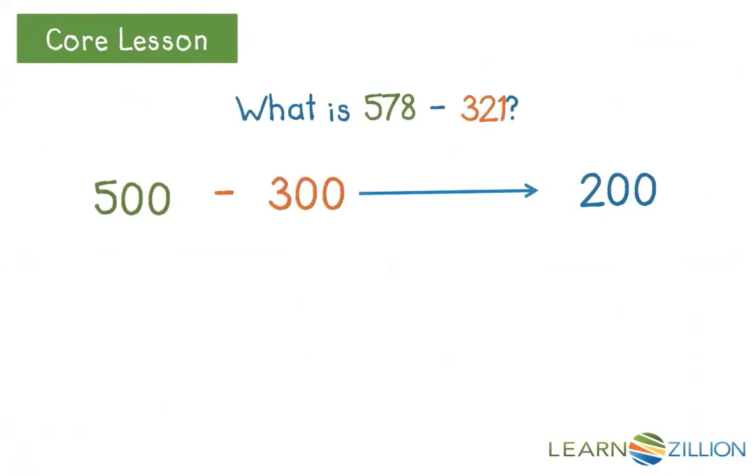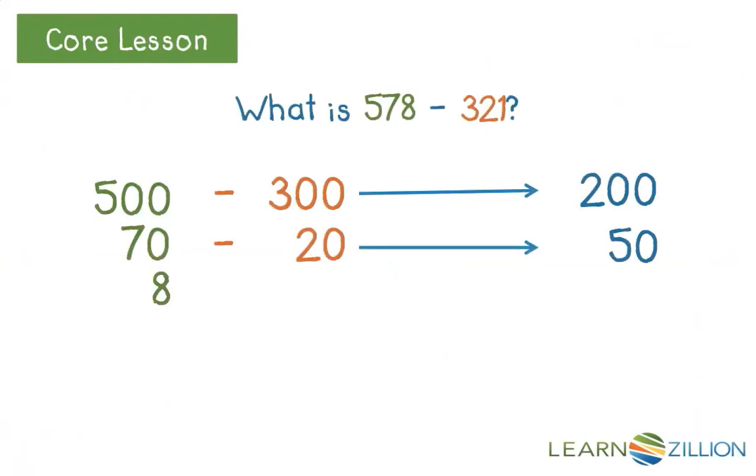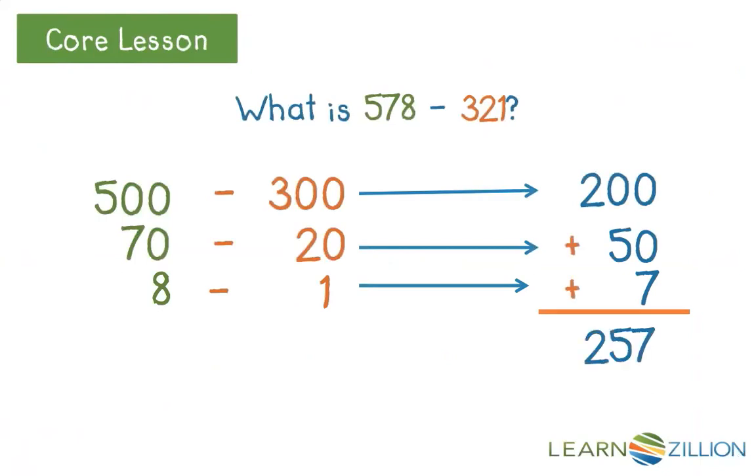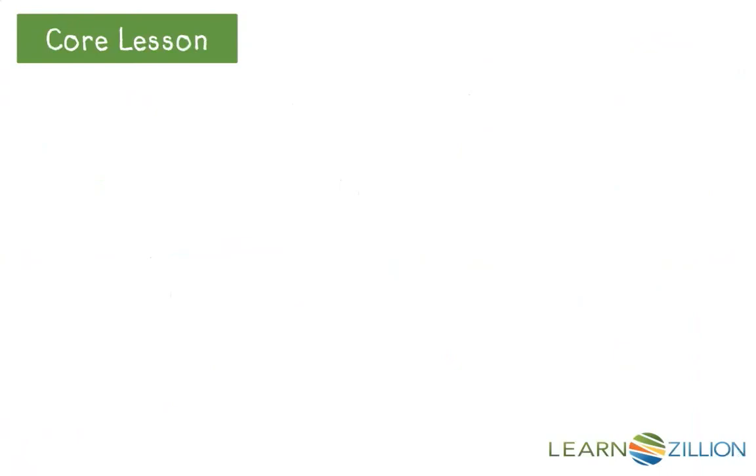Then we'll move down to the tens. 70 minus 20 equals 50. Finally, 8 for the ones place in 578 minus 1 for the ones place in 321 equals 7. And now we'll add those values together, 200 plus 50 plus 7, which equals 257, which is the difference between 578 and 321. And now we'll look at one final example.